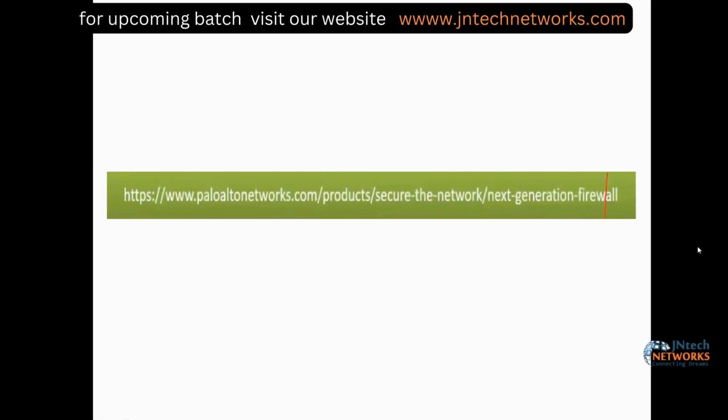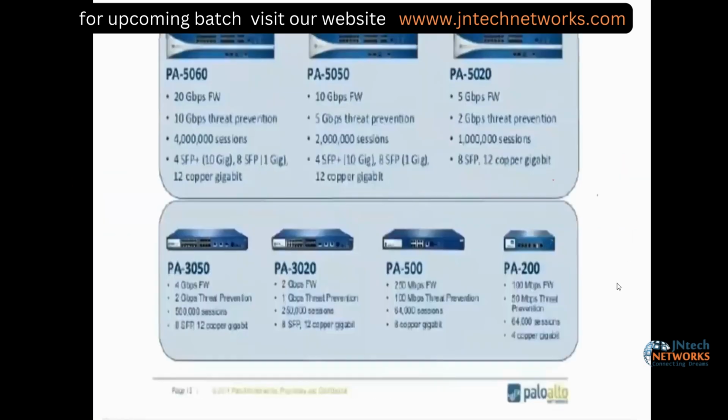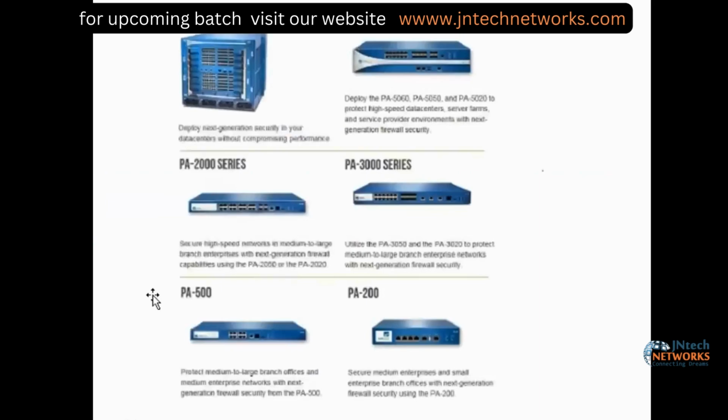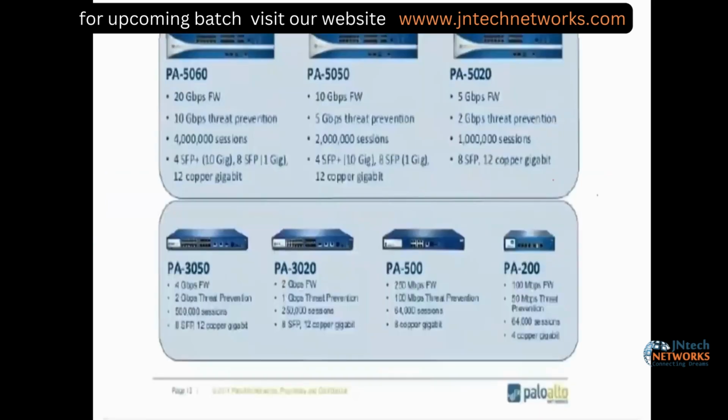Now, I told you here we have physical devices, physical appliances. So we need to know the capabilities. For example, if I'm working in a small network or a medium sized network, which firewall is suitable for my organization? See, here we have firewall throughput information.